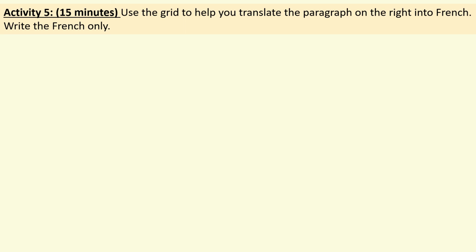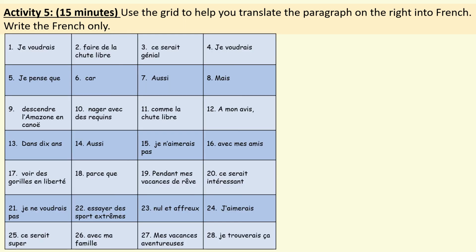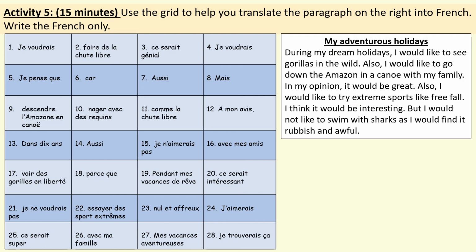For our final activity, I am giving you the following grid. So you've got 28 phrases typed up in that grid. You need to use those phrases to translate the following text. So your job is, in your exercise book, to write this text in French using the phrases you have on the side. Now careful, you do not need all those phrases. Press pause and then press play when you're ready to continue.